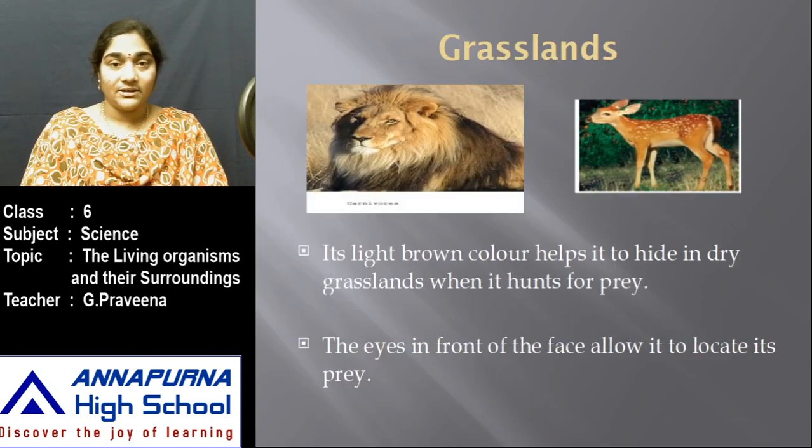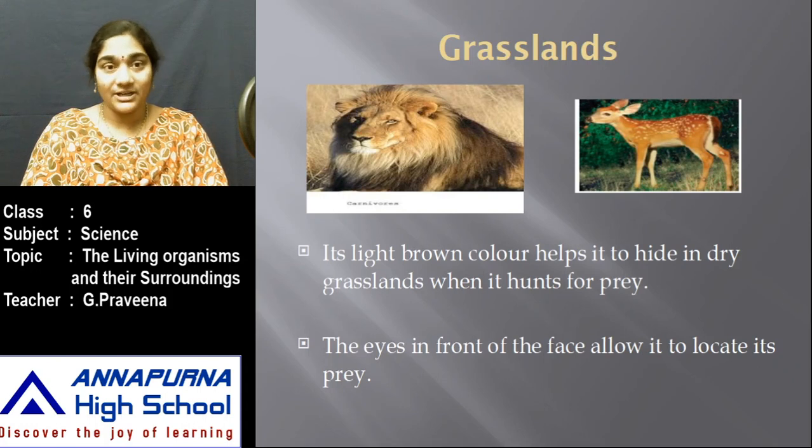Yes, another region is the grassland, that is the terrestrial land area. Where you can see in the image the picture of a lion and a deer. So the lion, which lives in the forest or a grassland, is a strong animal, so that it can even hunt and kill a deer.